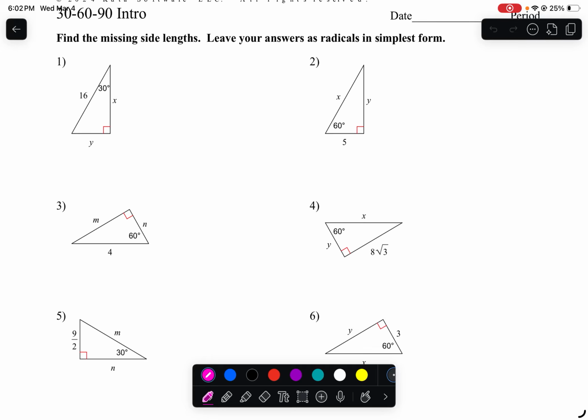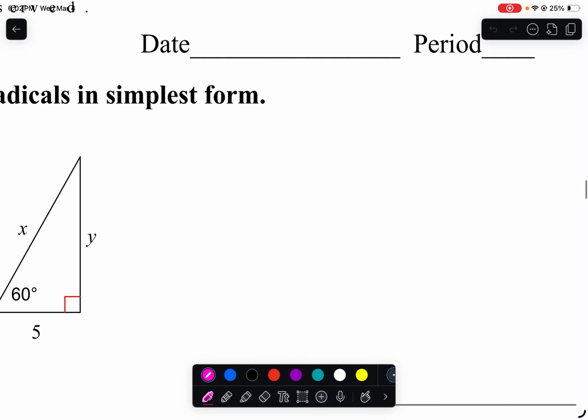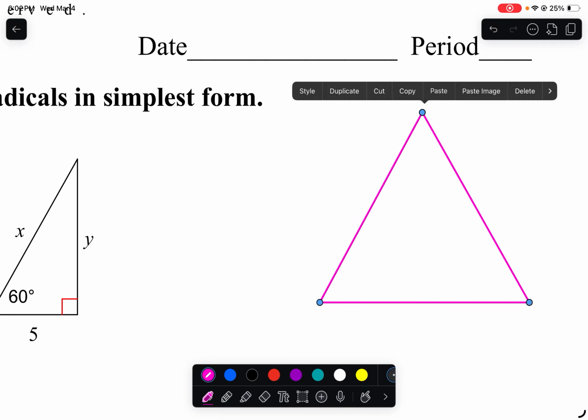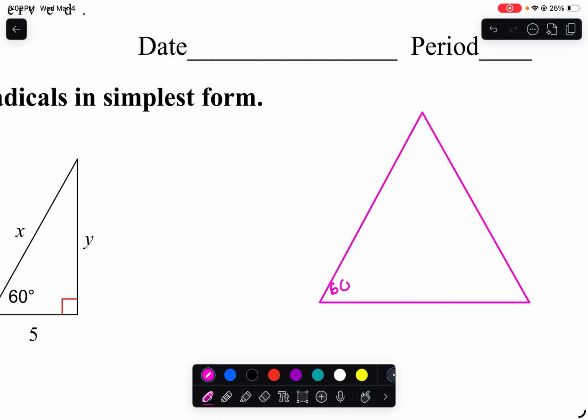Hello, today I'm going to go over 30, 60, 90 triangles. So a 30, 60, 90 triangle comes from the idea if you take an equilateral triangle, right? We know that in an equilateral triangle, all the sides are congruent and all the angles are congruent.